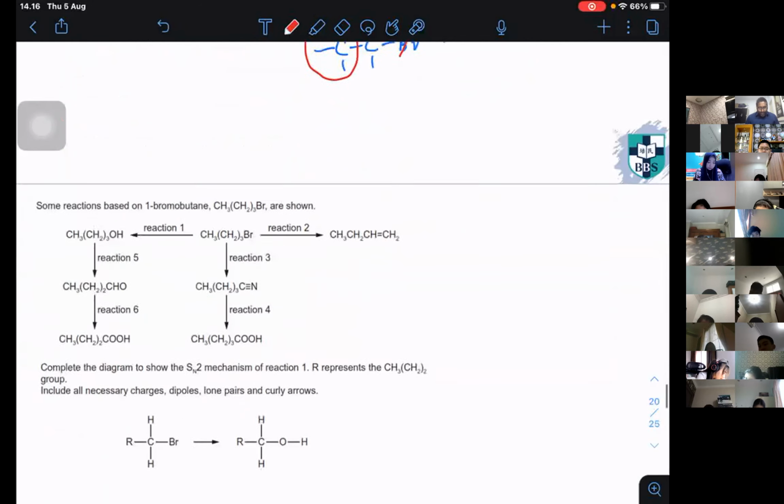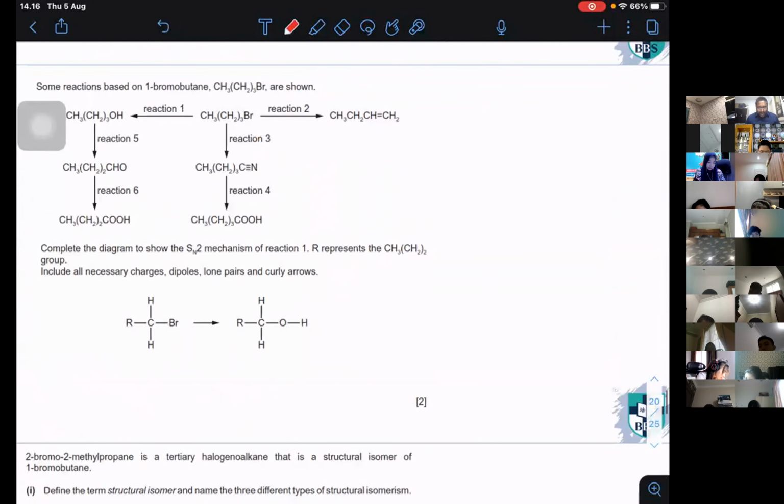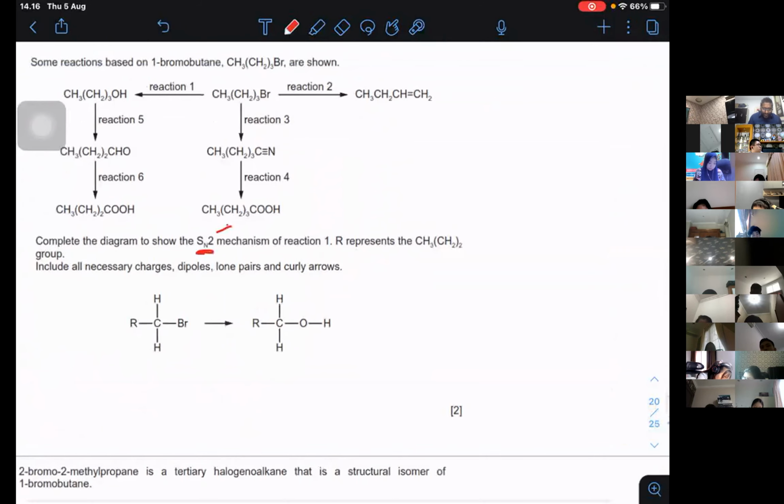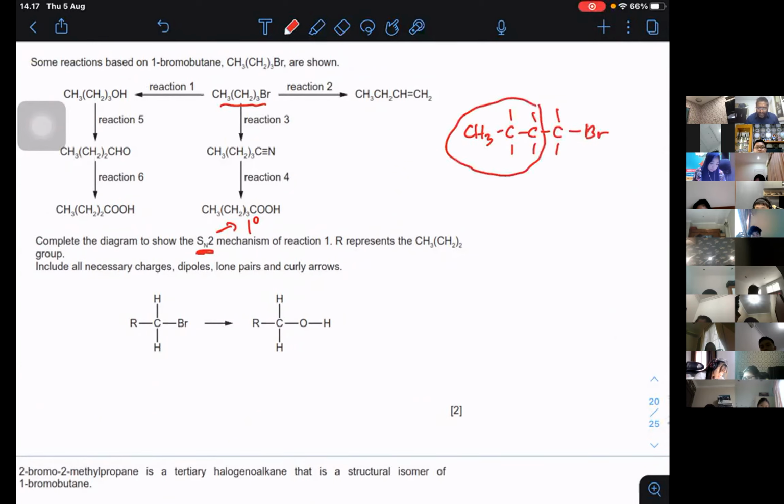Okay, next. Some reactions based on 1-bromobutane are shown. This one is going to be a mixture of questions, but I selected some of them that we have learned so that we can see over here. They say the first thing is to complete the diagram to show the SN2 mechanism for reaction 1. SN2 is supposed to be for a primary halogenoalkane. Let's see whether this is primary or not. CH3, then you have CH2, CH2, CH2, then Br, and you can see this is a primary.